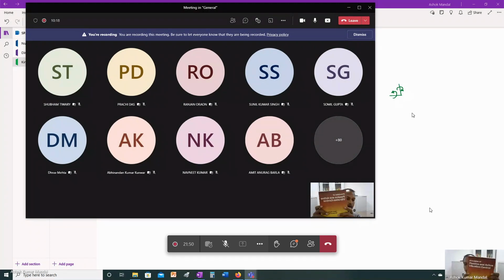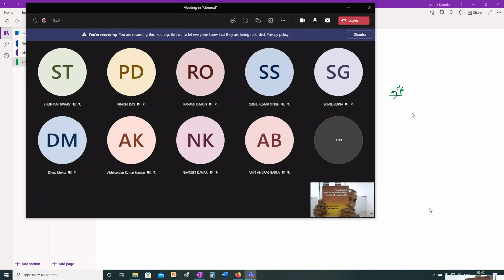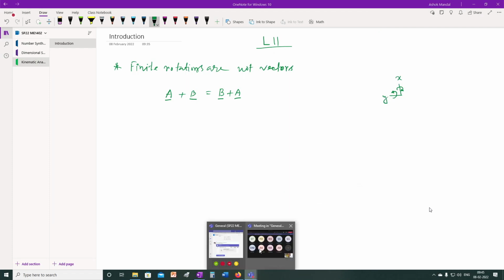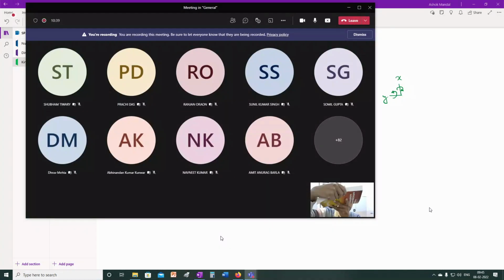Let me repeat it. From this position, we have given first this rotation, and then we have given this rotation. Two rotations, two 90-degree rotations about, let's say this is x-axis and this is y-axis. About x-axis and y-axis, I have given two rotations. Okay, and I come to this position. All right.